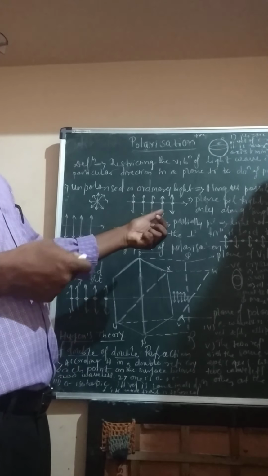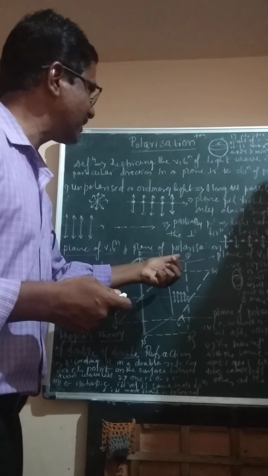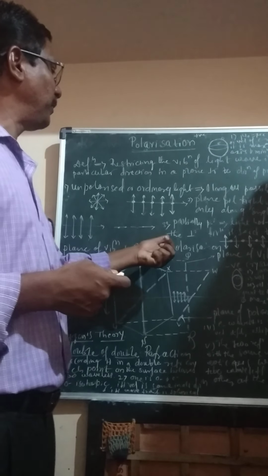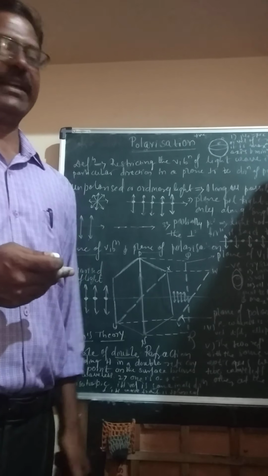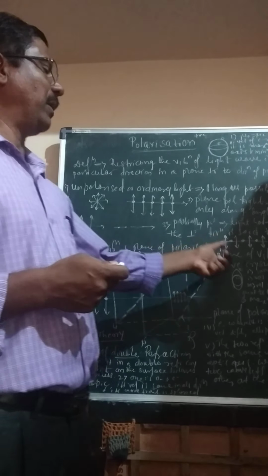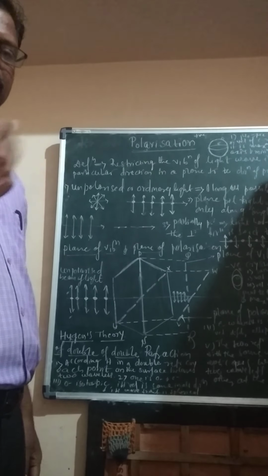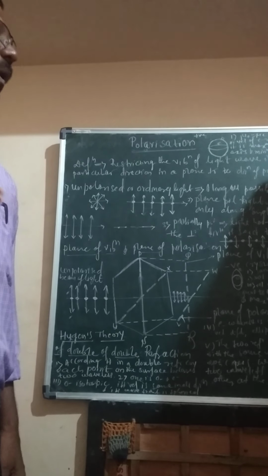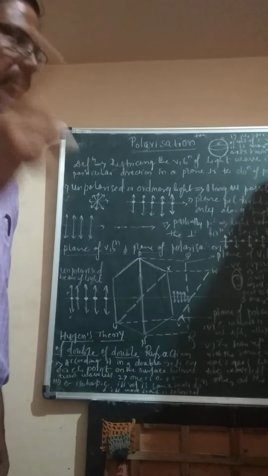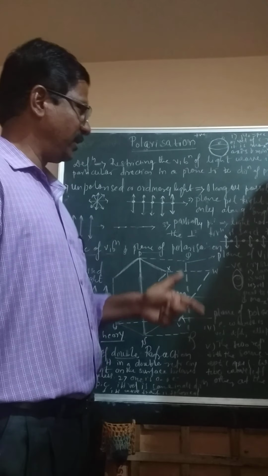Next, the partially polarized light. If the light waves have more vibrations along one particular direction than in the perpendicular direction, it is said to be partially polarized light.